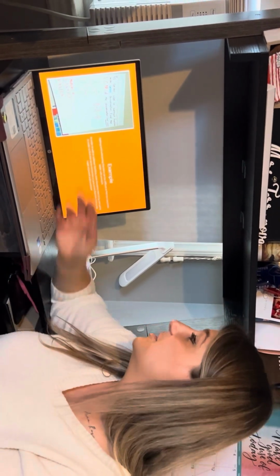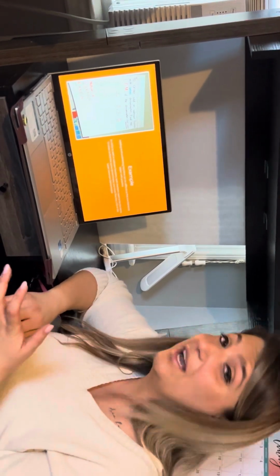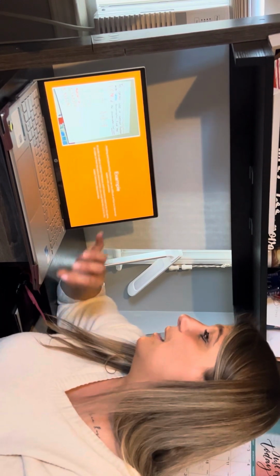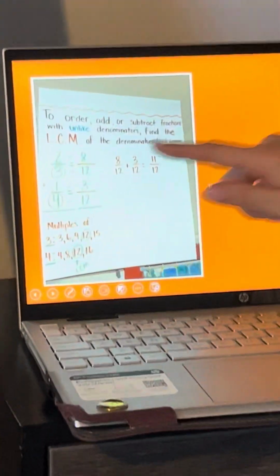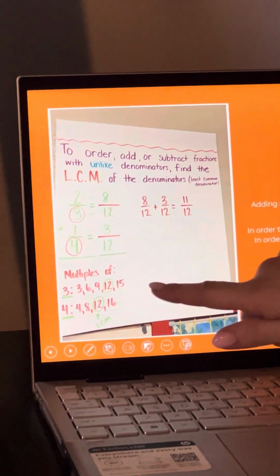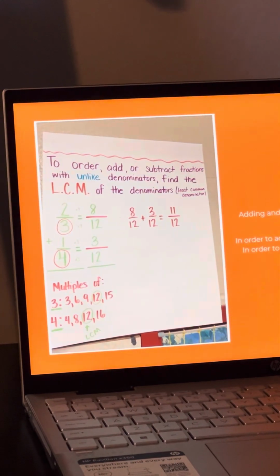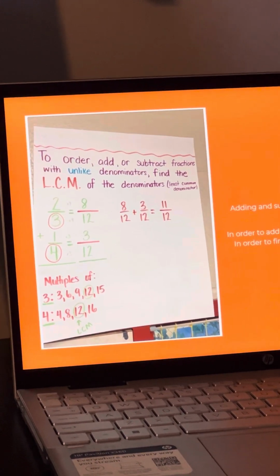In order to add or subtract fractions, both fractions need to have the same denominator. As we talked about, we need to find the least common denominator. So here's an example of adding fractions and finding the least common denominator. We actually did this the other day. We find the multiples and then we find our like denominators.